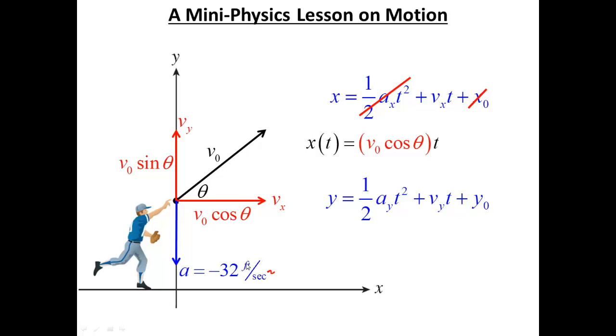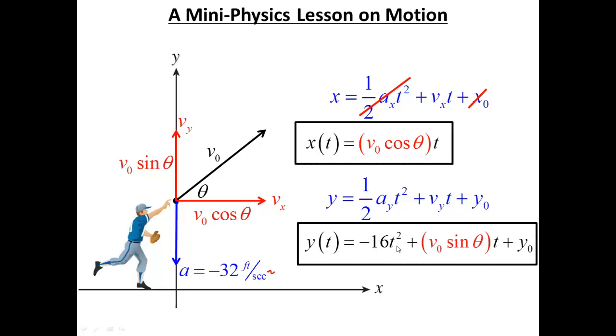In a math class, we typically stick with feet. In physics, you'd switch to meters. So I can plug in negative 32 right here. V sub y is going to be this guy right here. And y naught, the initial position, is just going to be the height of the ball. So right here we have our x and y parametric equations of motion. We're going to use these in order to map out a projectile path and make some predictions.